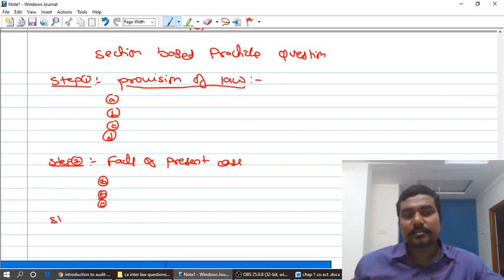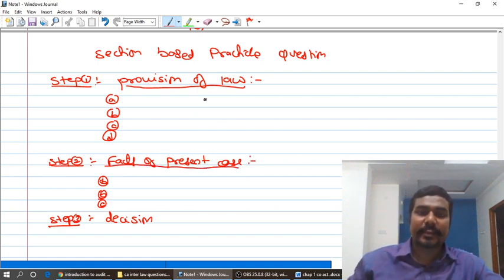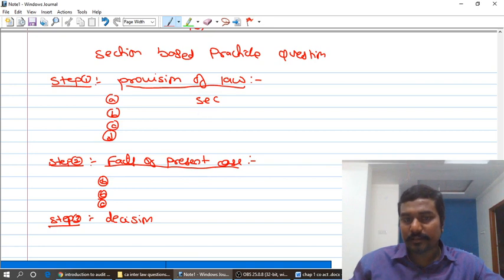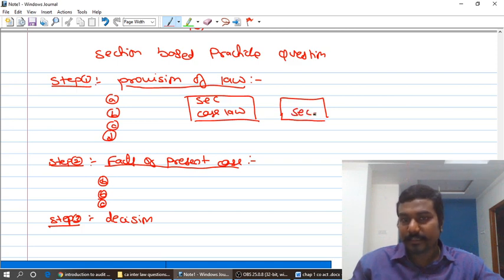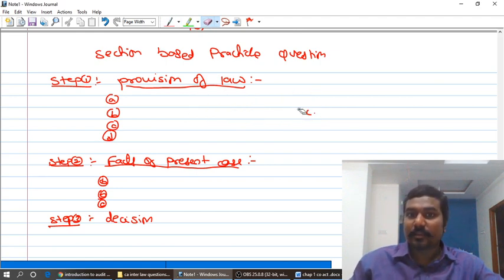And in the last step, step number 3, you have to write the decision or conclusion. What is the difference between the previous one and this one? In the previous one, we were writing the section and also the landmark case law. But here we are writing only sections, because it is related to only section based practical questions. There we used to write both section and case law.